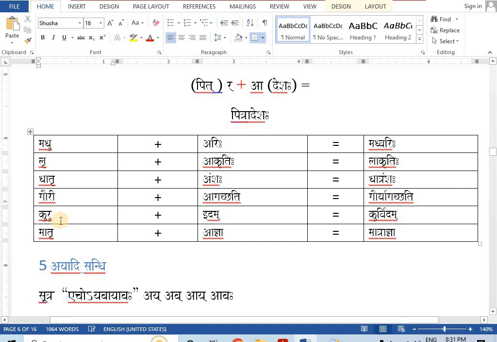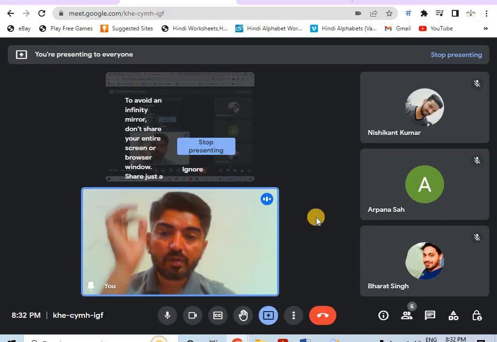Kuru, again here, this ru is actually made up of halanta ra and u. Now this u will be converted, as per the rule, to va. So va and idam will be vidam, and this ra will go upon vi. Kurvidam. Okay. Next, matru. Matru is actually ending with ru sound, and that is supposed to be converted to ra. So, matra and agna, matragna together. So that is how we understood, students, about yan sandhi.